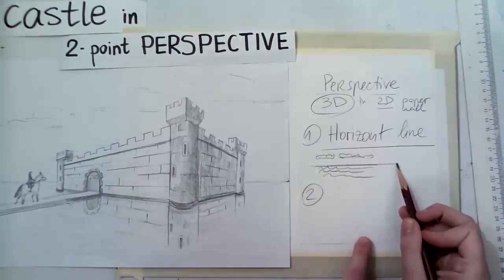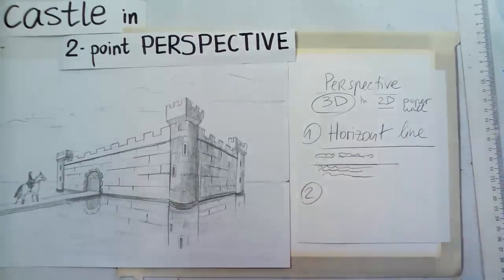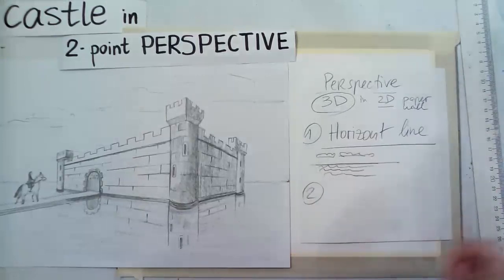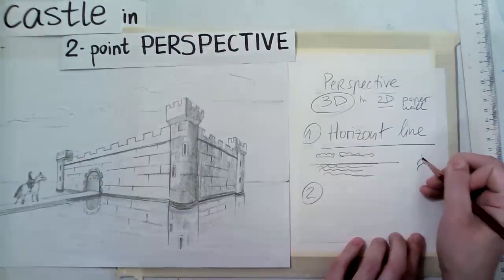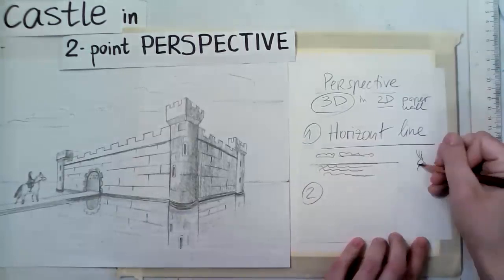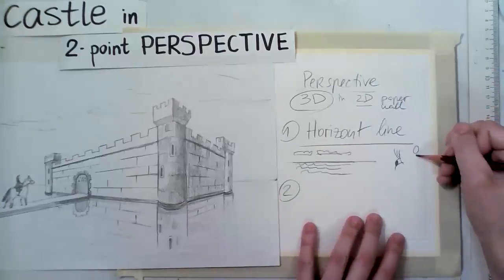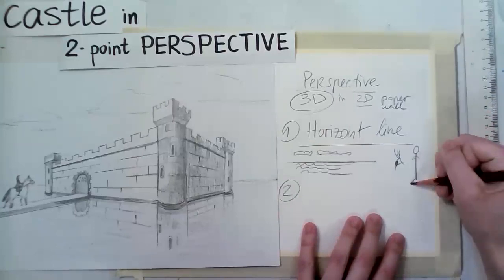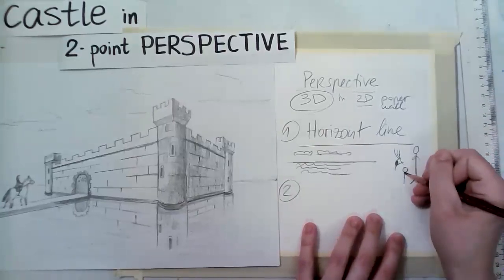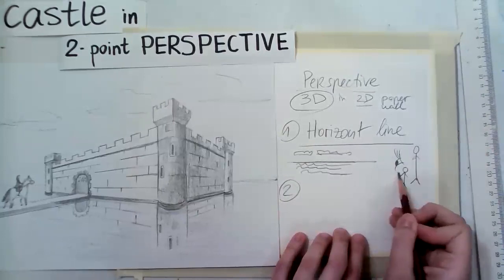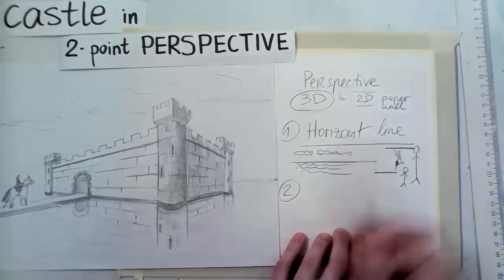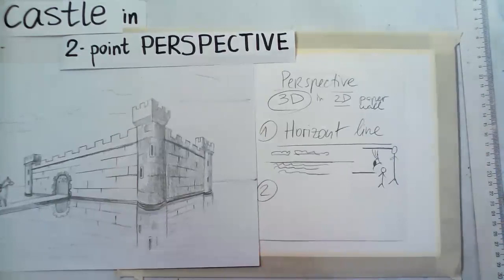But this line, it's not that this line exists by itself. This line actually is what you see with your eyes. So it's your eye level. So if the person is very tall, or if the person is very short, they're going to have it differently. So the horizontal line is actually the level of our eyes.